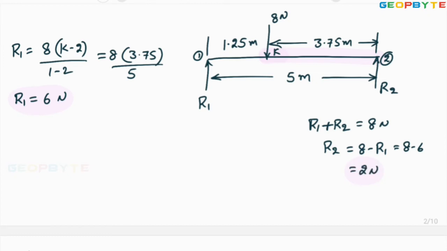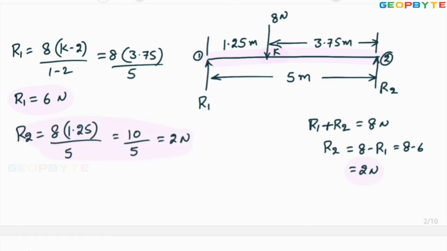R2 can also be found like this. R2 equal to load into the distance from K to 1, which is 1.25, divided by whole distance 5. So 8 into 1.25, 10. 10 divided by 5 equal to 2 newtons. You can find either way. So anyhow, R1 equal to 6 newtons, R2 equal to 2 newtons.